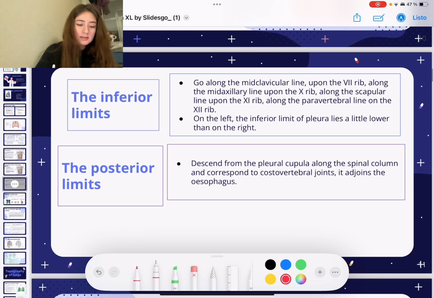In the inferior limits, it goes along the mid-clavicular line upon the seventh rib, along the mid-axillary line upon the 10th rib, along the scapular line upon the 11th rib, and along the paravertebral line of the 12th rib. On the left, the inferior limit of the pleura lies a little lower than the right. The posterior limits descend from the pleural cupula along the spinal column and correspond to the costovertebral joint. It adjoins the esophagus.